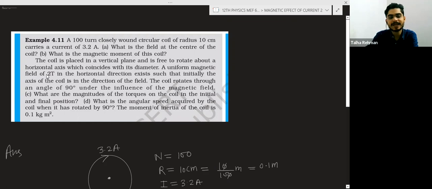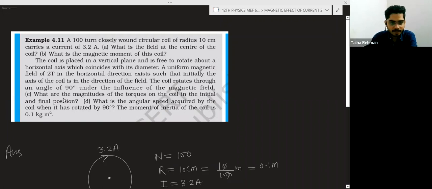A uniform magnetic field of 2 Tesla in the horizontal direction exists such that initially the axis of the coil is in the direction of the field. The axis of the coil initially is in the direction of the field. The coil rotates through an angle of 90 degree under the influence of the magnetic field.